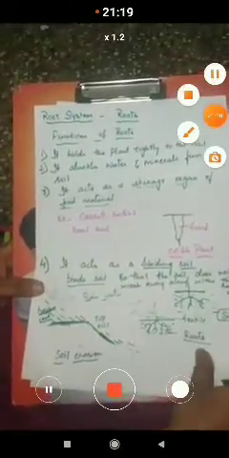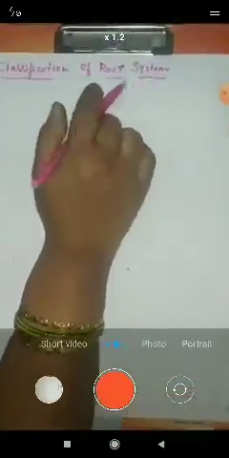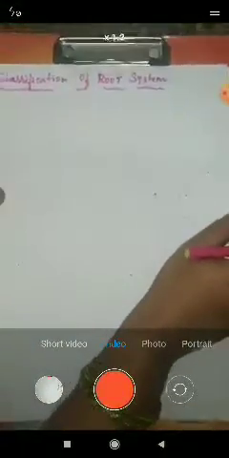Okay, so now we'll move on to the classification of the root system. Now, on the basis of the structure of the root, the roots have been classified into two types, children.